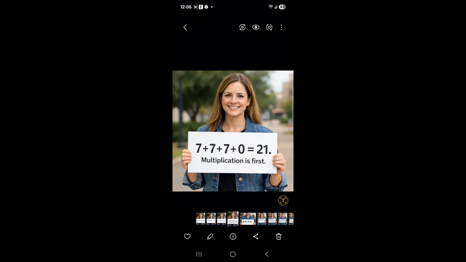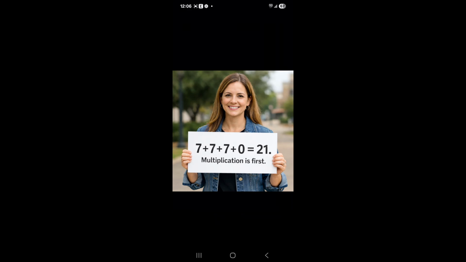Different problem. All right, here it is. 7 plus 7 plus 7 plus 7 times 0 equals 21. And some people might be asking, well, how did you get that? How did you get 21? It should be 0. Well, no.